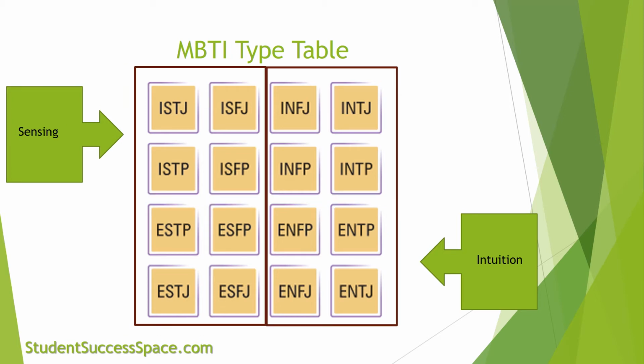When we look at sensing and intuition, we notice that they are in side-by-side order. In the left two columns of the table, we find those with a preference for sensing, and in the right two columns, we find those with a preference for intuition. The arrangement reflects their order in the sensing-intuition preference dichotomy, with sensing on the left and intuition on the right.